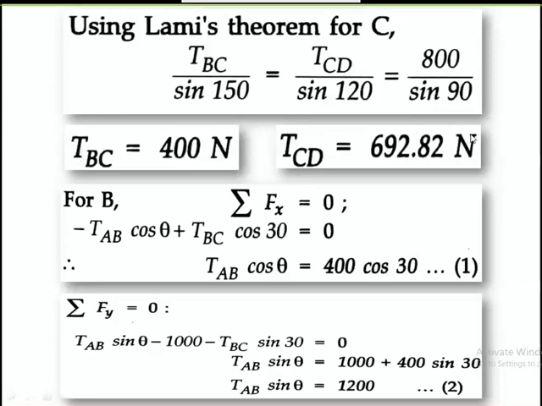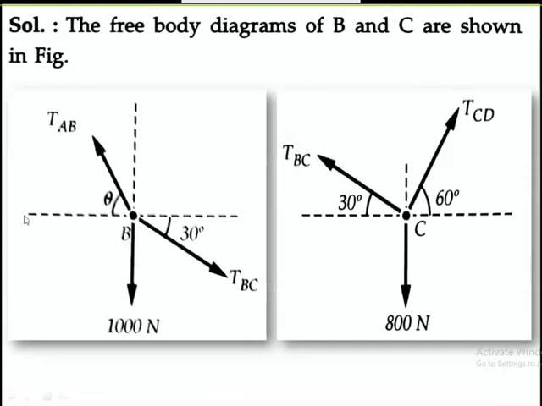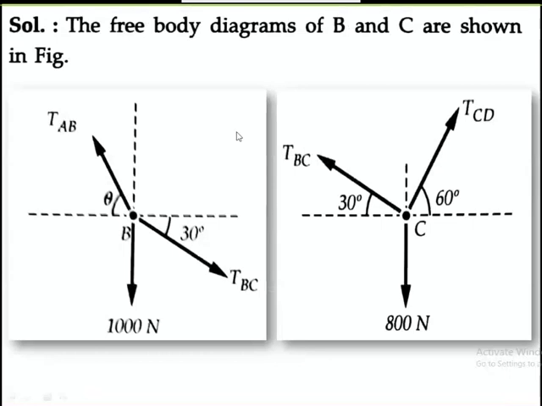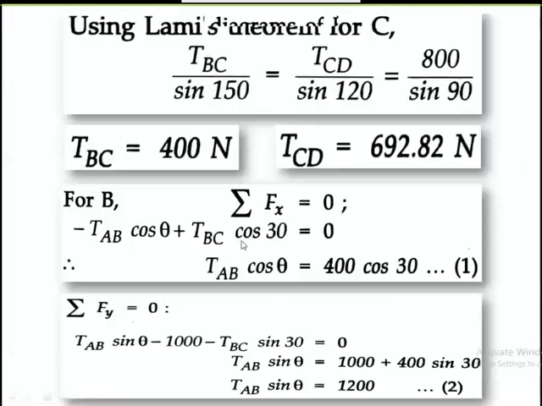Afterwards, we have to use the equations of equilibrium because here theta is also unknown. First, I will use summation of Fx is equal to 0, summing up all the forces in the x direction. You can see here, this is minus TAB cos theta, this one is TBC cos 30, that is equal to 0. Then you rearrange it, TAB cos theta is equal to TBC cos 30. The TBC value is known, so just substitute it, that is equal to 400 cos 30.